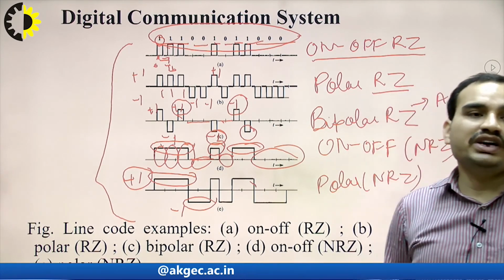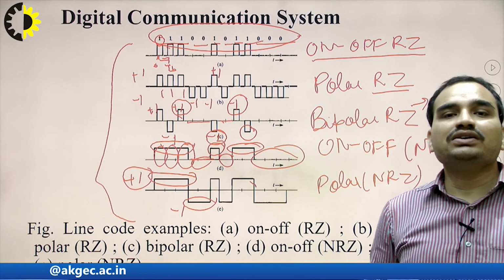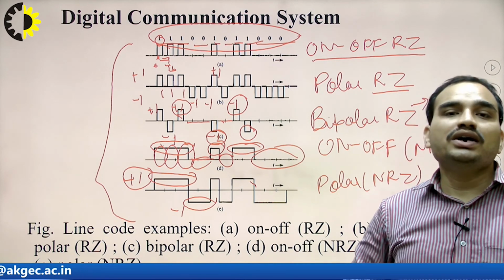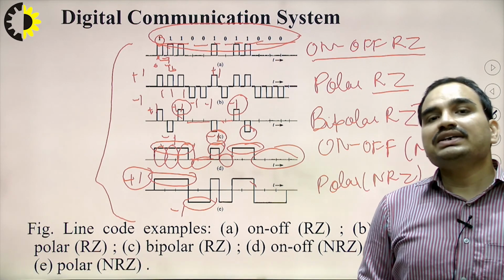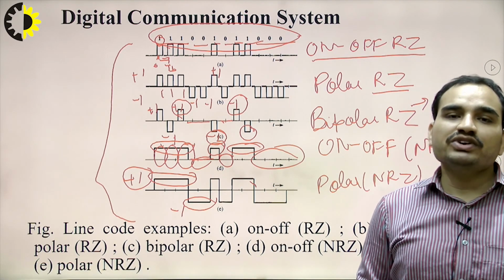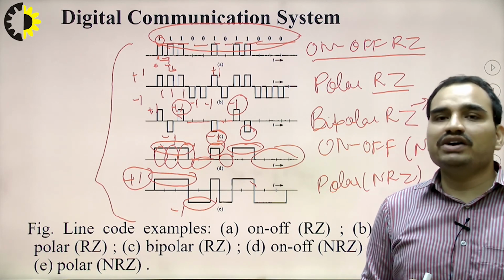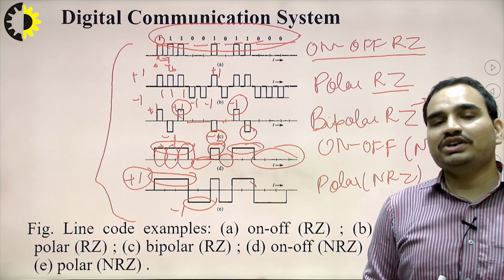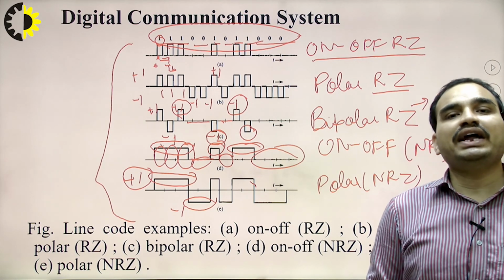Today we have seen how to use low pass and band pass signals, how we can calculate the sampling frequency for the low pass and band pass signal, and we introduced the digital communication system basic block diagram and the different line coding schemes.